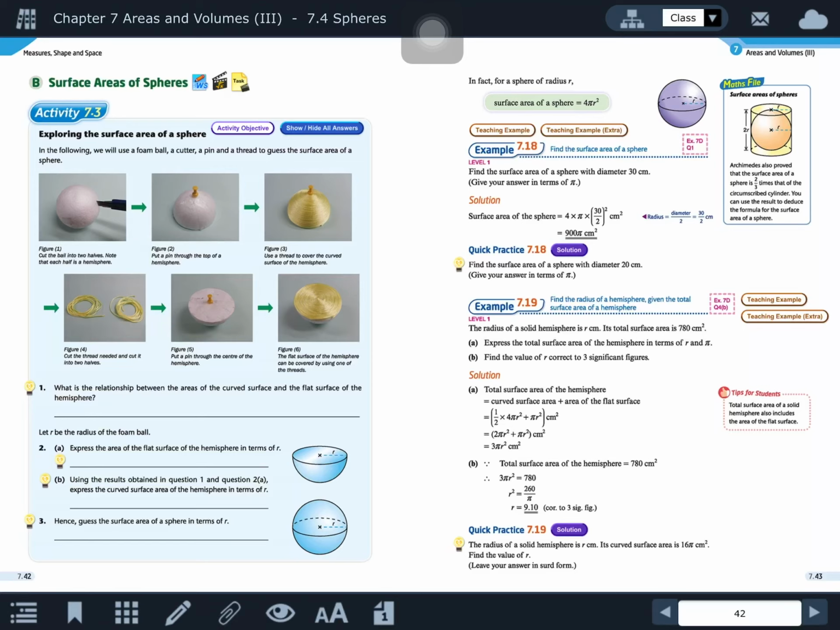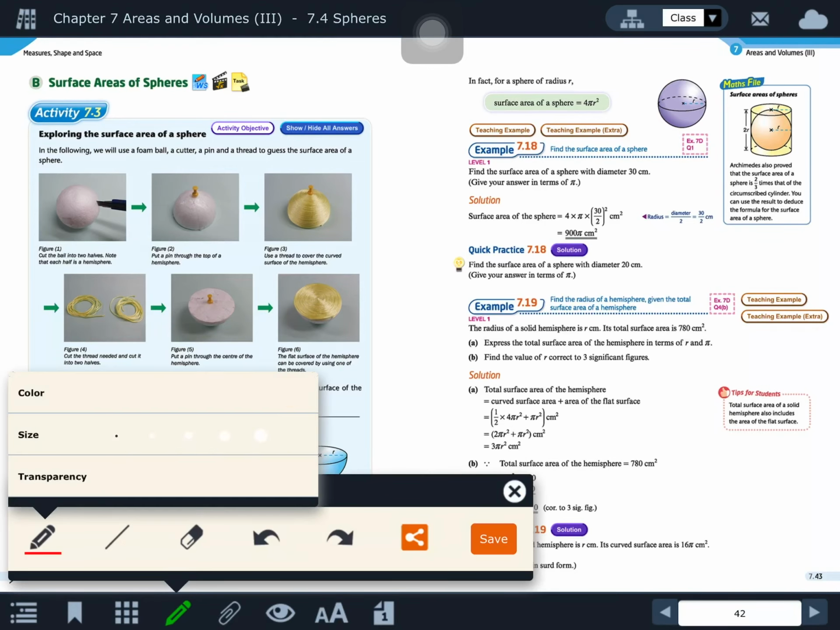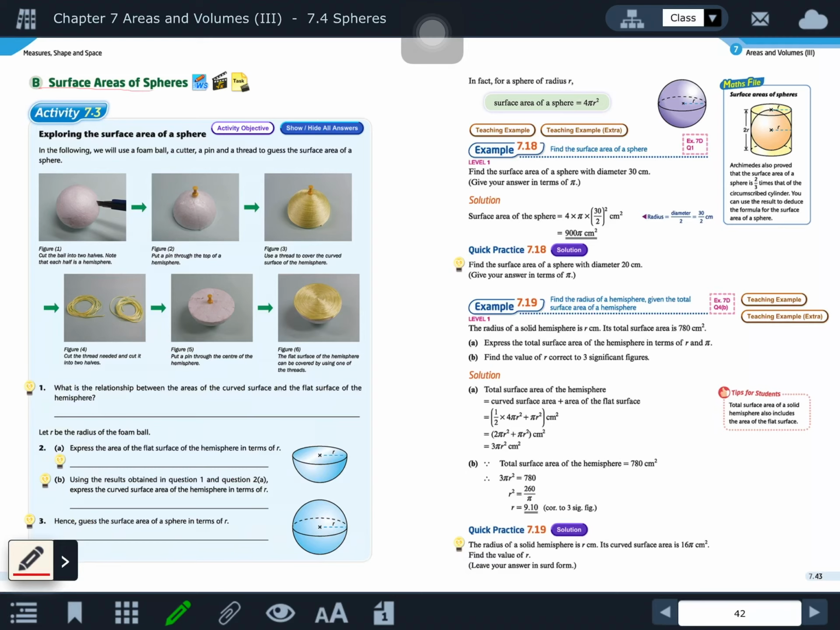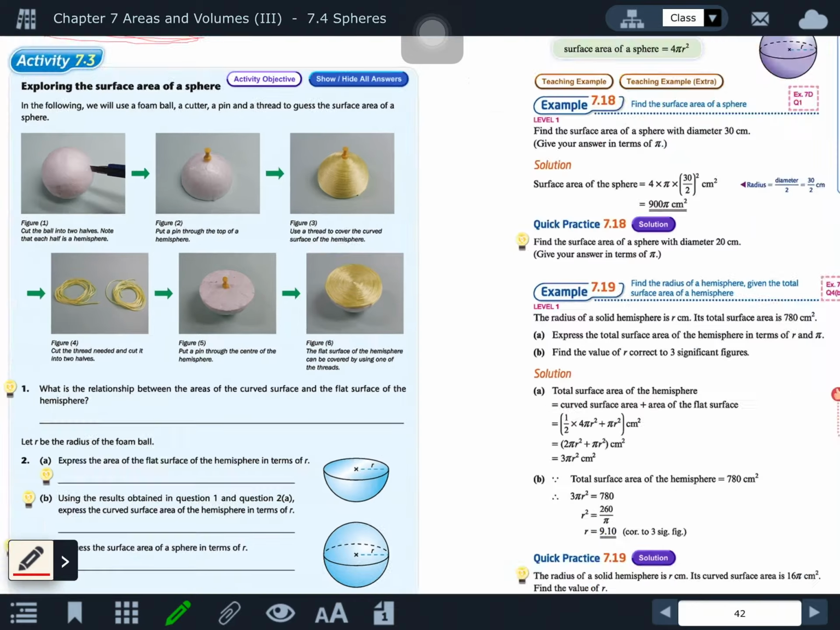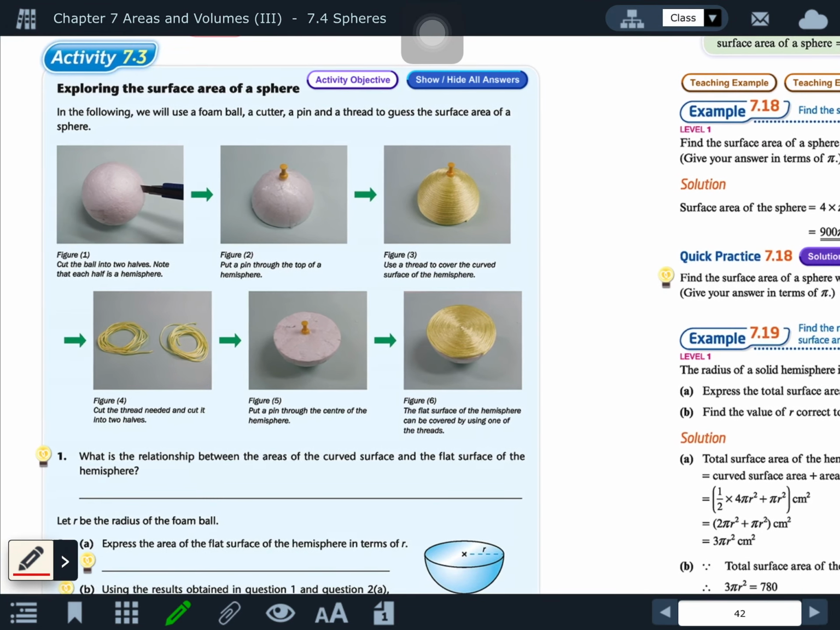Okay, so we are now talking about the surface area of a sphere. There is an activity that you can do by yourself, if you find it interesting. This activity shows how we derive this formula. If we have a ball, the first thing we do is cut it in half to make a hemisphere.